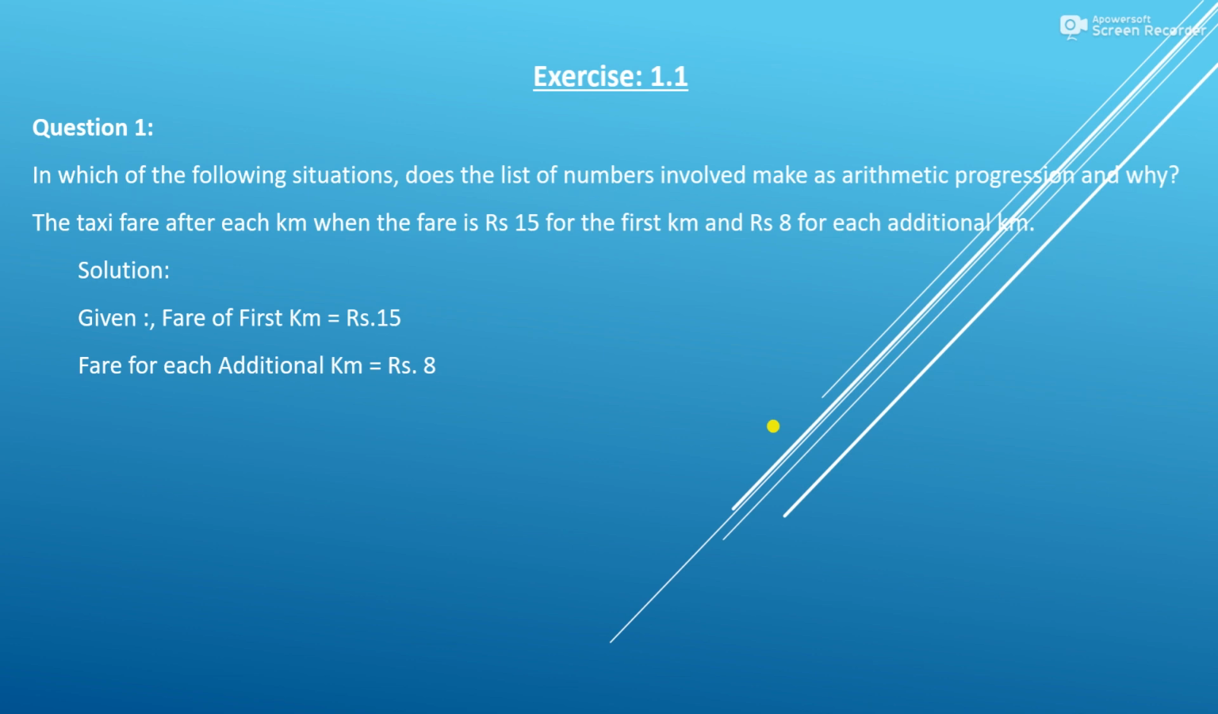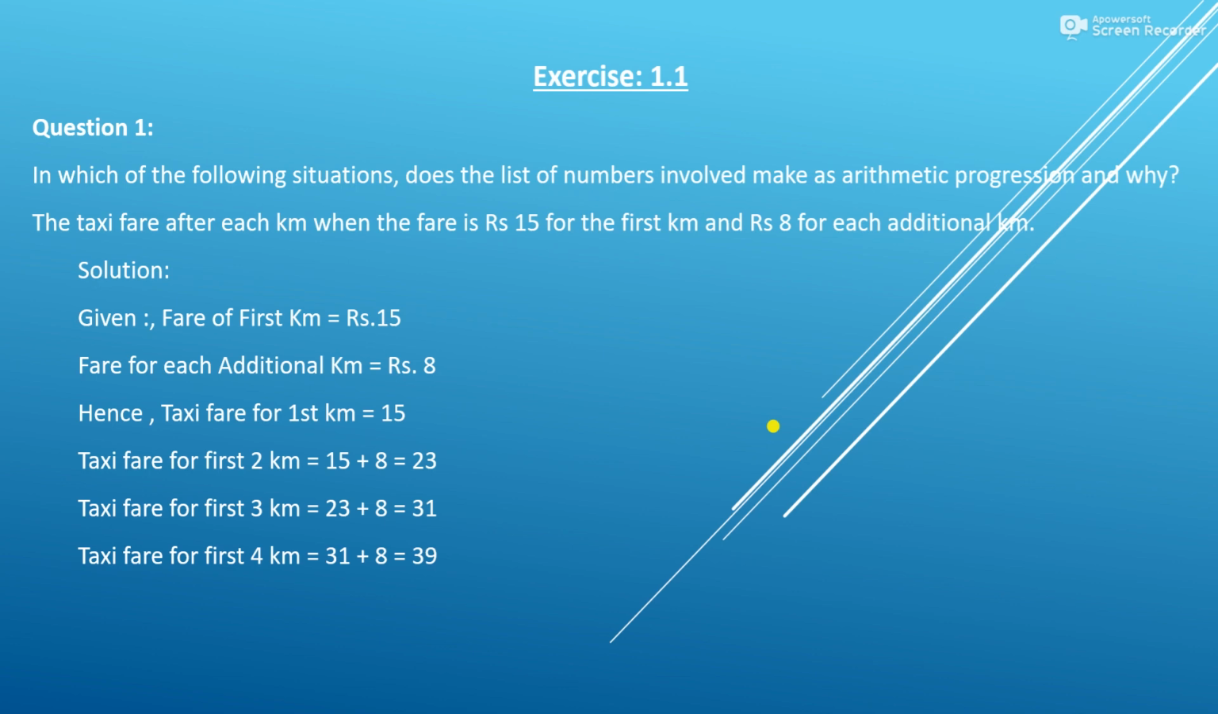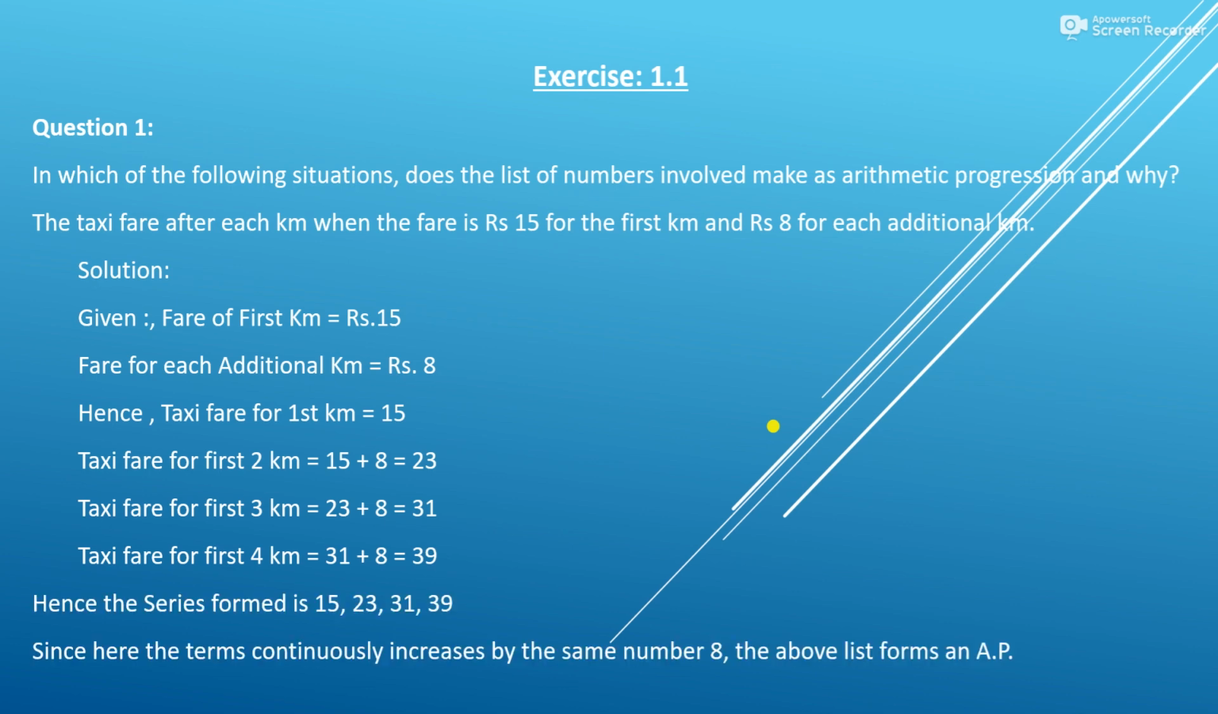That is our first term. Starting from 1 kilometer, for the first kilometer, 0 to 1 kilometer, the fare is rupees 15. Then for the additional kilometer, from 1 kilometer to 2 kilometer, we are adding rupees 8 of additional fare to rupees 15. So the taxi fare for the first 2 kilometers is 15 plus 8, that is equal to 23.